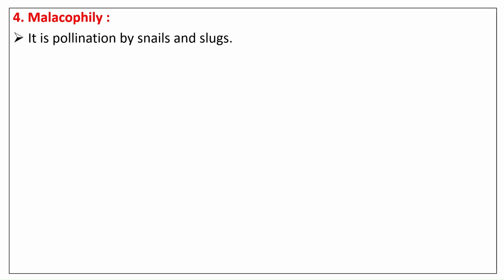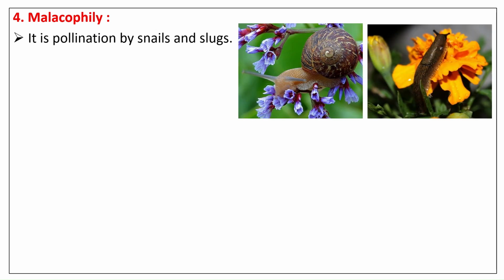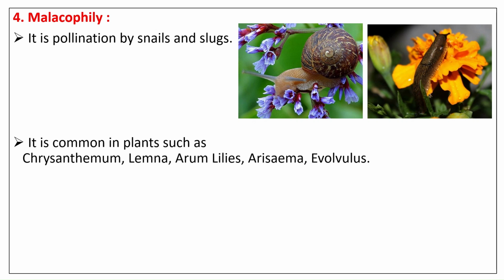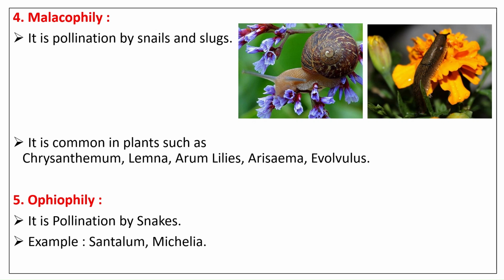4. Malacophily. It is pollination by snails and slugs. It is common in plants such as chrysanthemum, arum lilies. 5. Ophiophily. It is pollination by snakes. Example: Michelia.